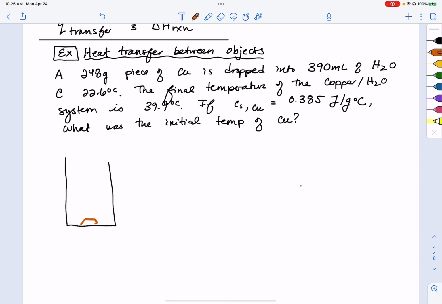So I've got a piece of copper, and I know the mass, which is 248 grams, and that is dropped into some sample of water that is at some initial temperature of 22.6 degrees Celsius.